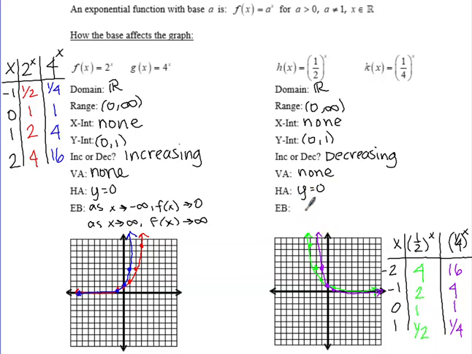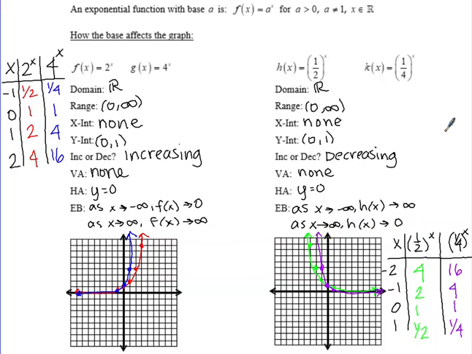And our end behavior: as x approaches negative infinity, both h of x and k of x approach positive infinity. And as x approaches positive infinity, both h of x and k of x approach 0.